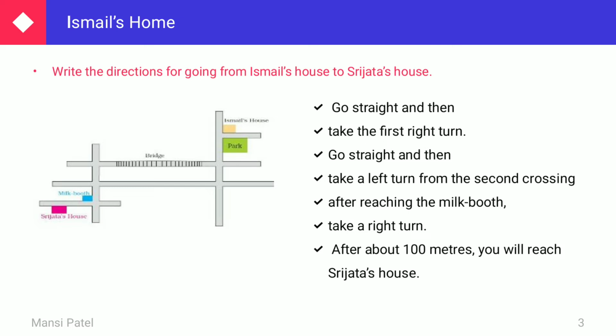So we can say that after about 100 meters you will reach Srijata's house, which is on the left hand side. When you are standing nearer to Srijata's house, this is your right hand side and this is your left hand side. So which side is Srijata's house on? We can say that Srijata's house is on the left hand side. Like this, you have to explain the direction. I hope you understand this.